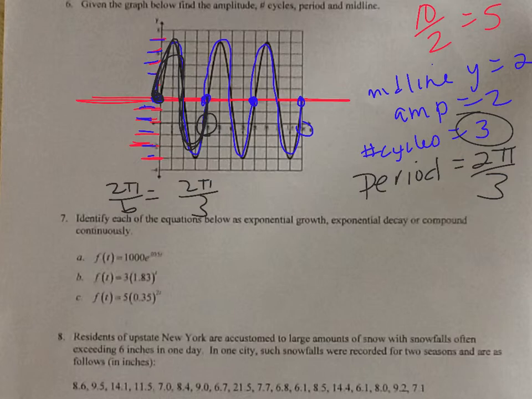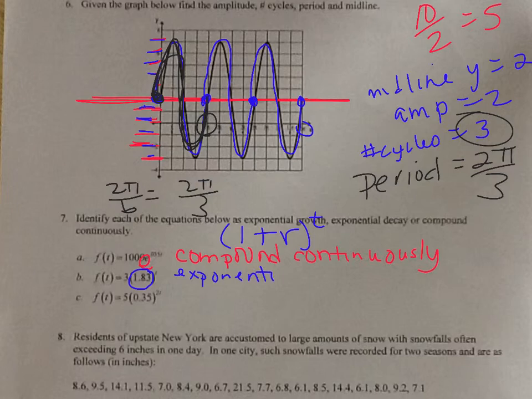So notice here for 7a, there's this e, and this is compounded continuously. 7 is a growth. And the reason why I know it's growth is because I have a number inside there that's greater than 1. Because remember, growth is 1 plus the rate, raised to the t power. And so this is exponential growth.